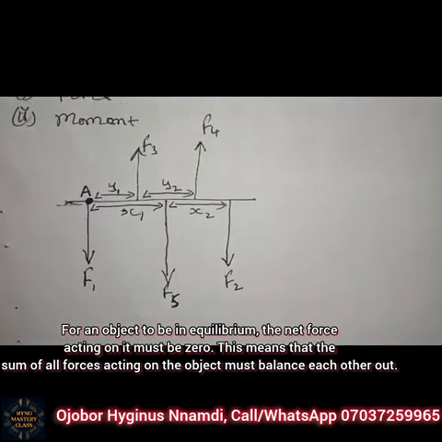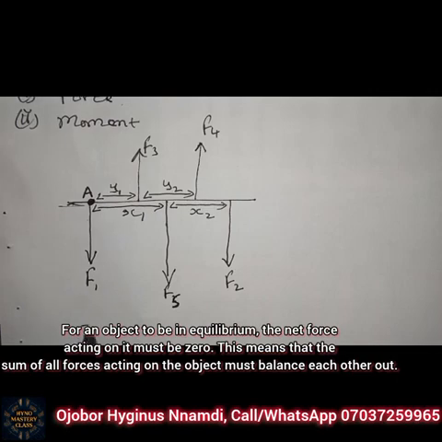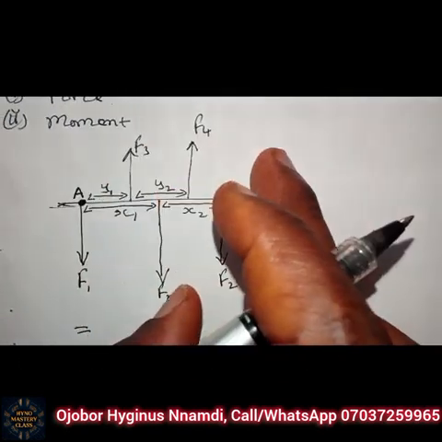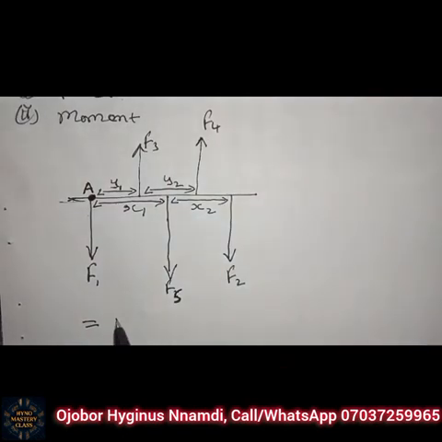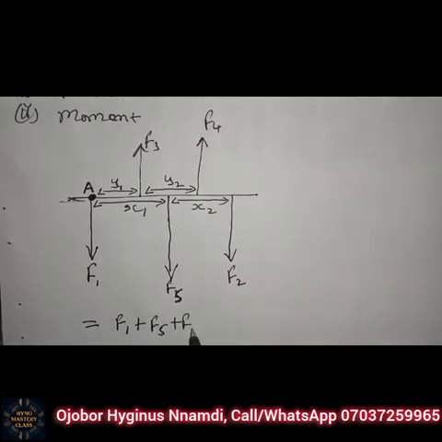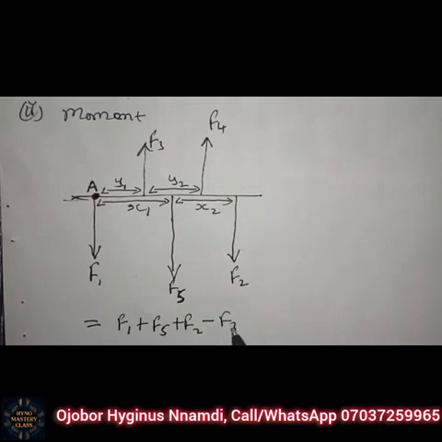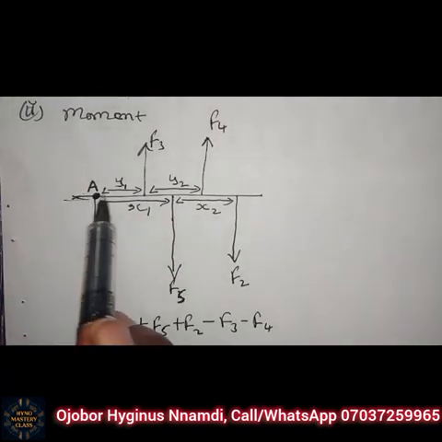And what is the resultant of the forces? You either take these ones to be positive and these ones to be negative because they are acting in opposite directions. So we are going to have F1 plus F2 plus F5, because they are parallel, then minus F3 minus F4. This is the resultant of these 5 forces, and it will give us 0. If it doesn't give us 0, this body is not in equilibrium.